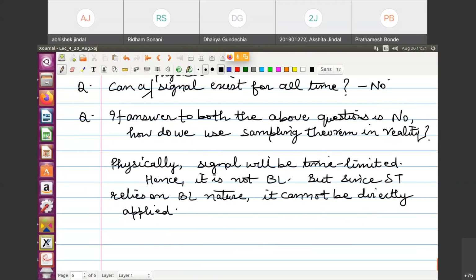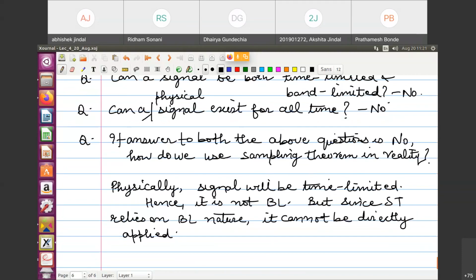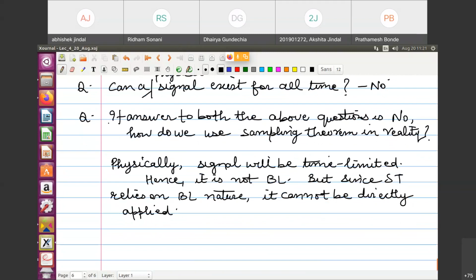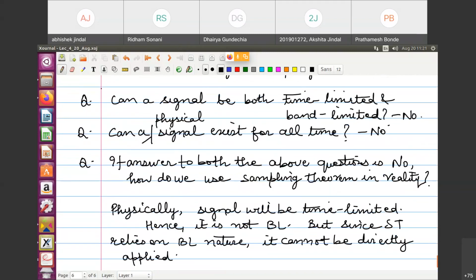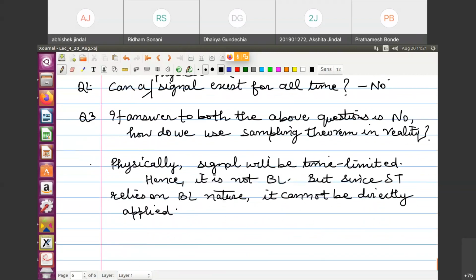So for this, let me tell you a small thing, because this is a concept which is stated but not talked about much. So first let us see a small thing about this. This is question 1, question 2, and this is question 3. So question 1, answer and justification. Question 2.